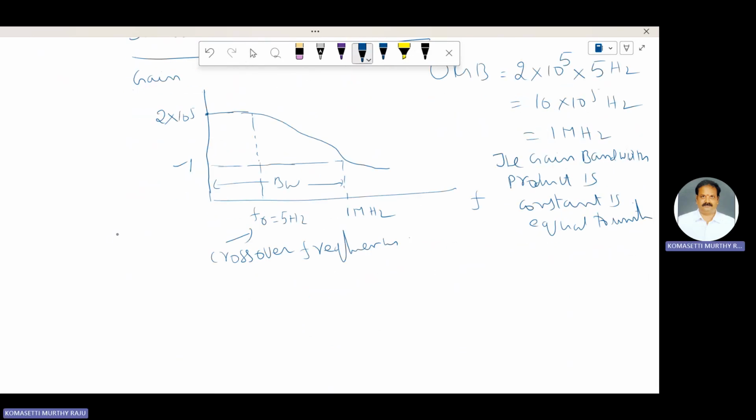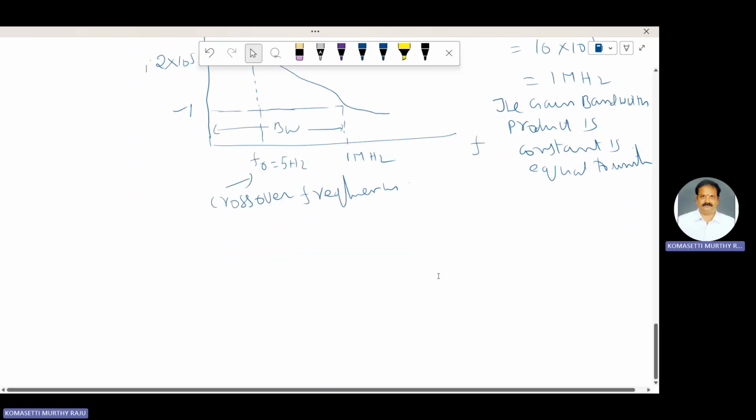Here is the open loop gain. The gain of the op amp is unity at 1 megahertz frequency. In the middle, another parameter is there, called bandwidth with feedback. Generally, we look at the relation between the feedback frequency and the open loop voltage gain.